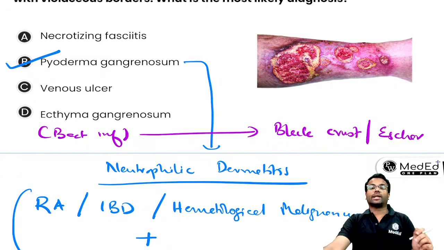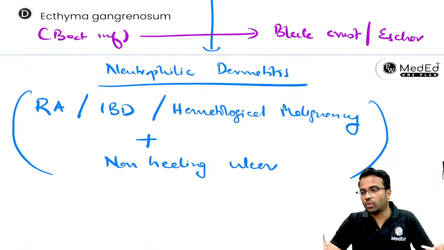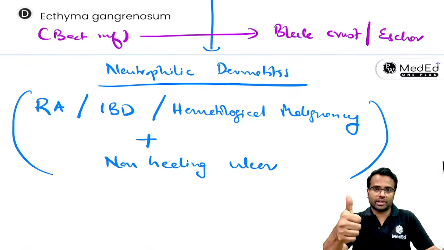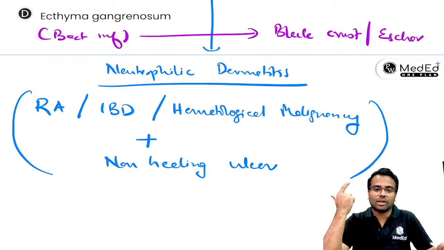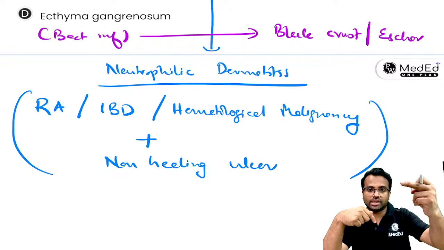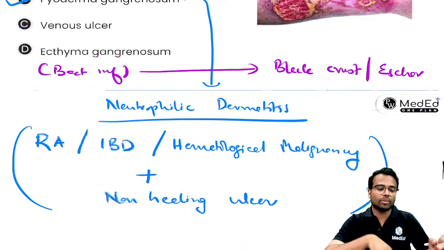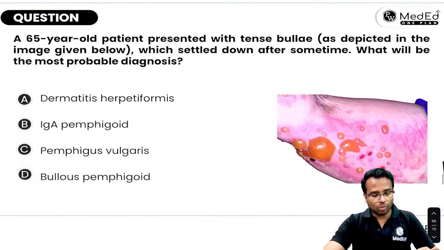So here the right answer should be pyoderma gangrenosum, only because of the clinical history. And what's the clinical history? Rheumatoid arthritis. Tomorrow for your exam, maybe inflammatory bowel disease or maybe hematological malignancy. This combination, these diseases with a non-healing ulcer, think about pyoderma gangrenosum. Clear? So now moving to the next one.